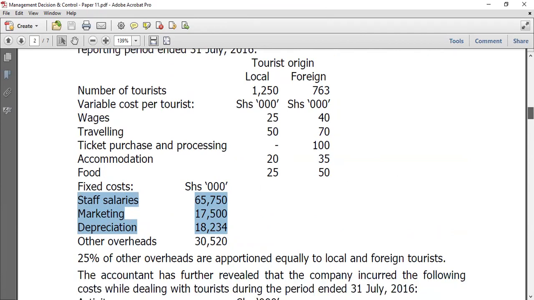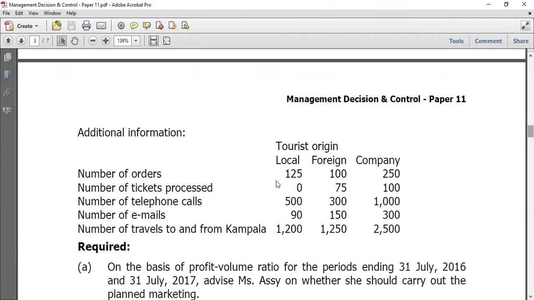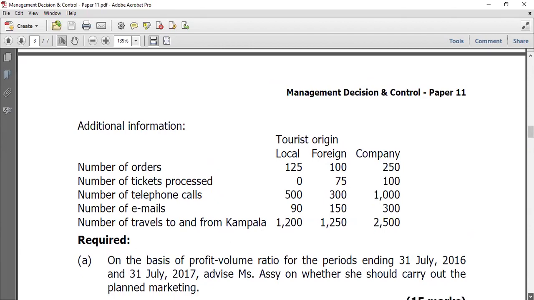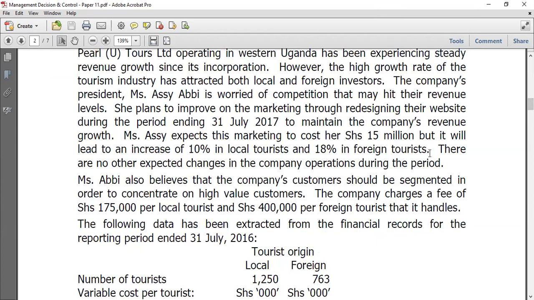So once that is in mind, I'm able to get down and find the respective profit for each, for 2016 and 2017, as well as the totals. Okay, now in assessing whether Mr. Asi should carry out the planned marketing, the question is, shall our profit increase? Okay, I think that is the question, and it will be demonstrated basically from how your profit statement for 2017 will look. Remember, they have told us up here that there are no other expected changes in the company operations during the period.